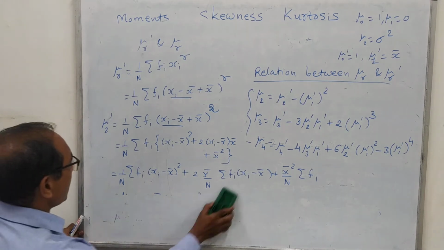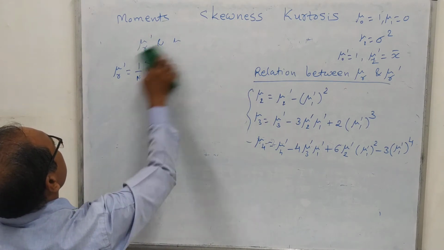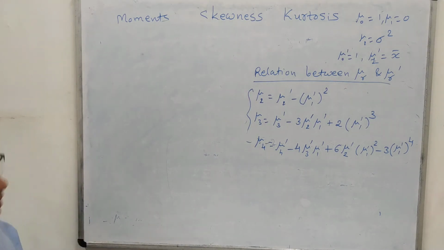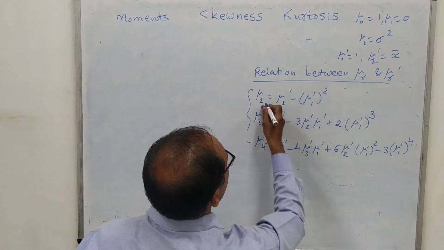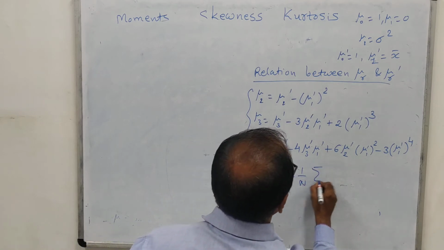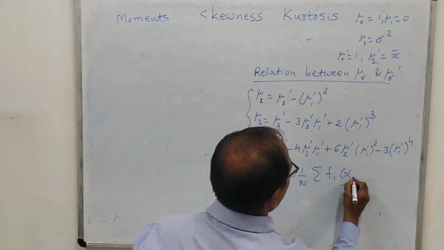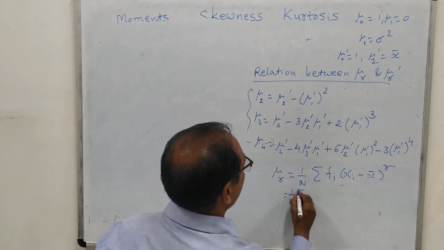So we can find out the relations in this way. And in more general form, if you want to find out the relation between these, then you can also use the formula mu r equal to 1 upon n sigma fi into (xi minus x bar) whole raised to r. Then you can split this one.